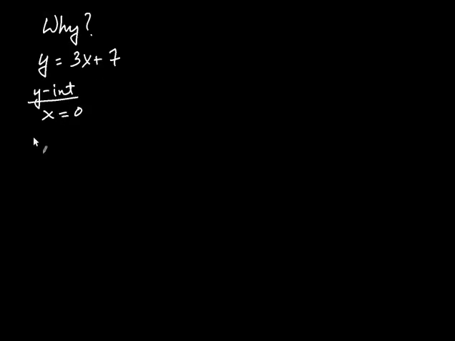So if I set x equal to 0, I get, let's see, y is equal to 3 times 0 plus 7. And so I get y is equal to 7. And that means the y-intercept is simply (0, 7). And no problem, right? I can see the 7 appeared right here. So, oh, look, the positive 7, that really is the y-intercept.